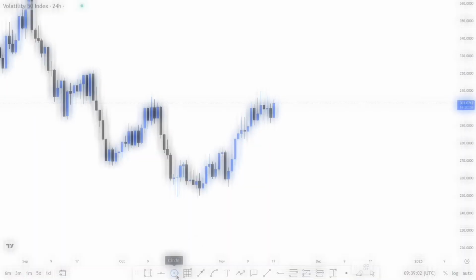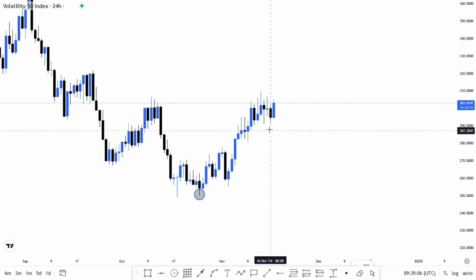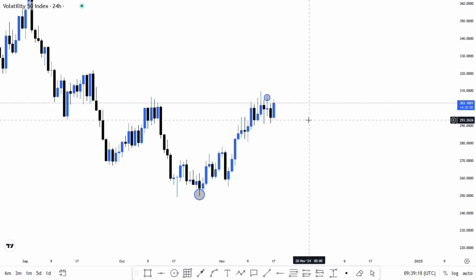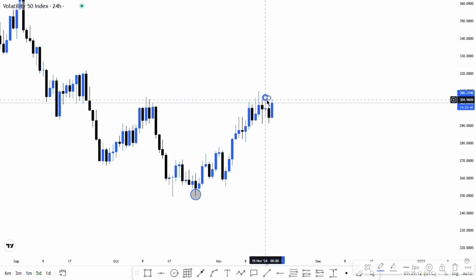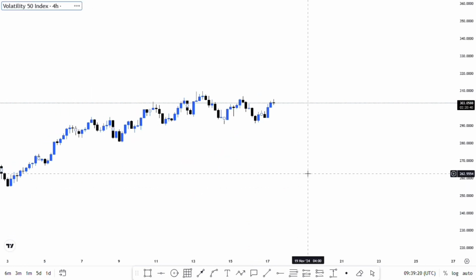So now we need to identify our trading range, which is from this point to this area right there. So this is where we're going to focus. As you can see on the daily time frame, there's not much, so we're going to move to the 4-hour time frame.